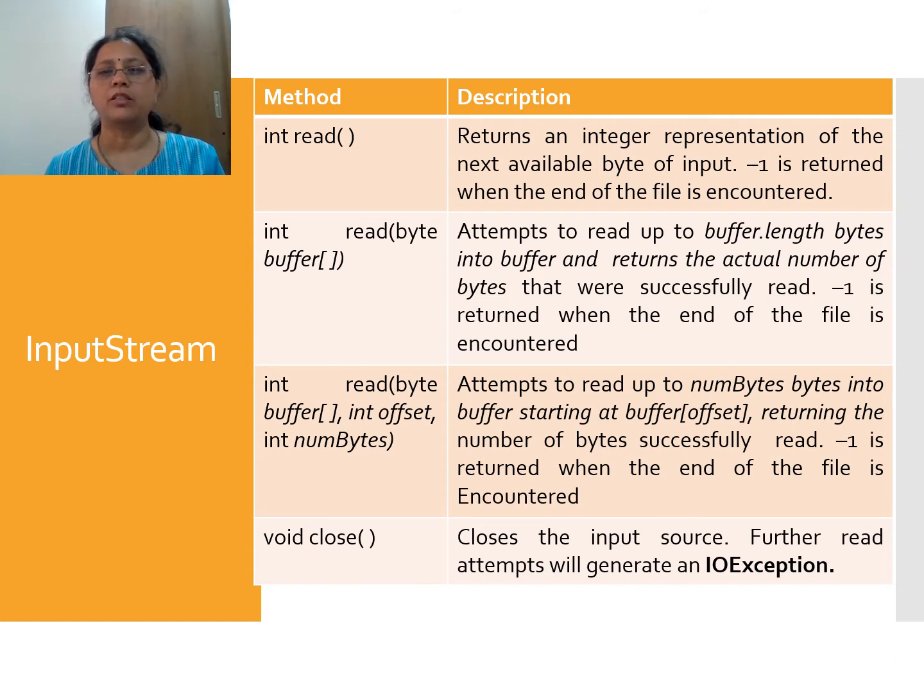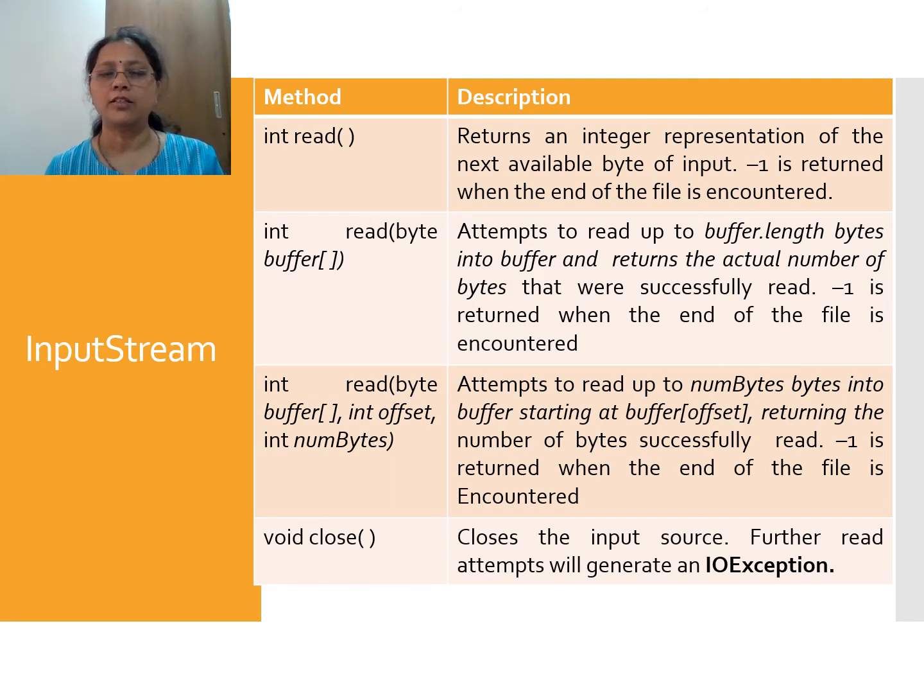First read method returns an integer representation of the next available byte of input. Whenever end of file is reached, it returns -1. The second read method attempts to read up to buffer.length bytes into the buffer, and then it returns the actual number of bytes it read successfully. And -1 is returned in case of end of file.